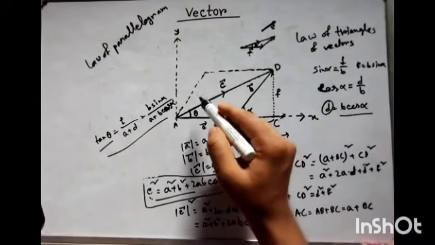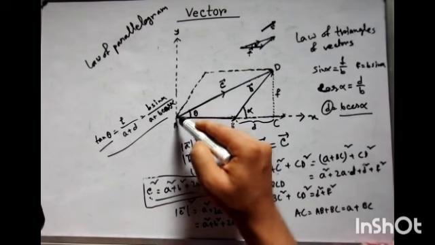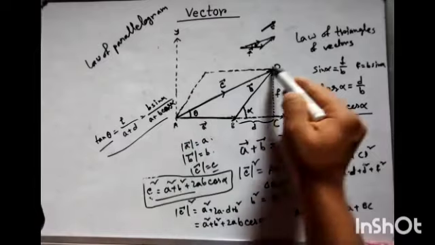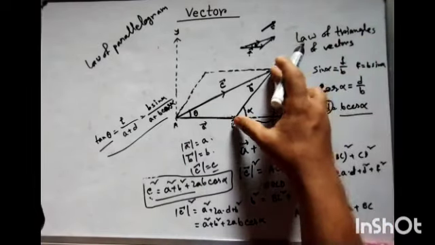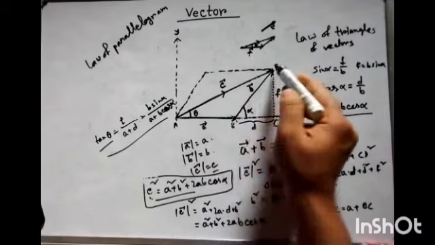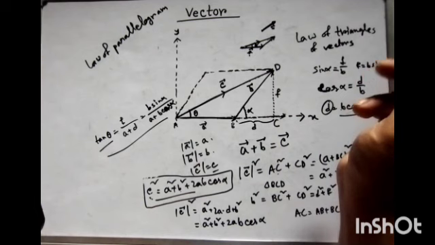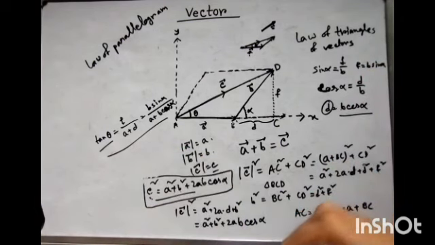Then I have to add the corner points of the parallelogram. So if you don't know the law of triangle, you can also find it by drawing a parallelogram and then joining the corners, and these results will be the same. Thank you.